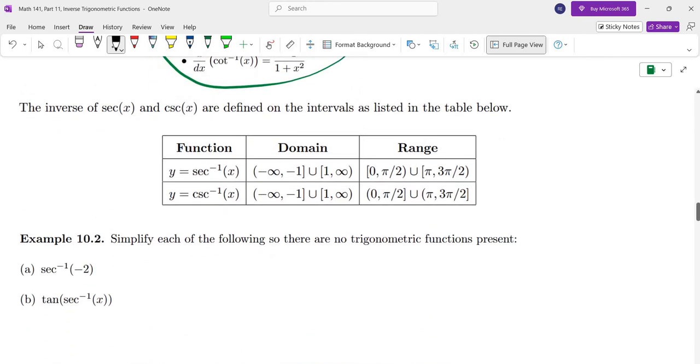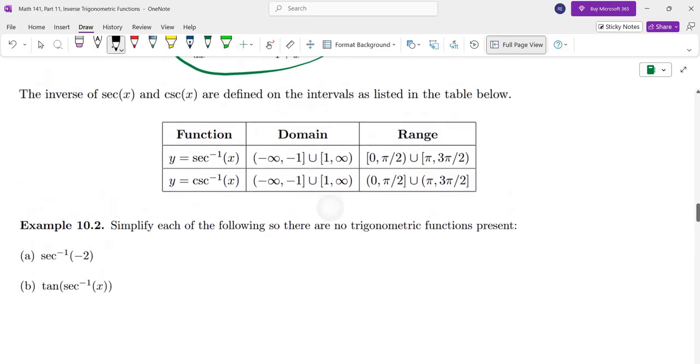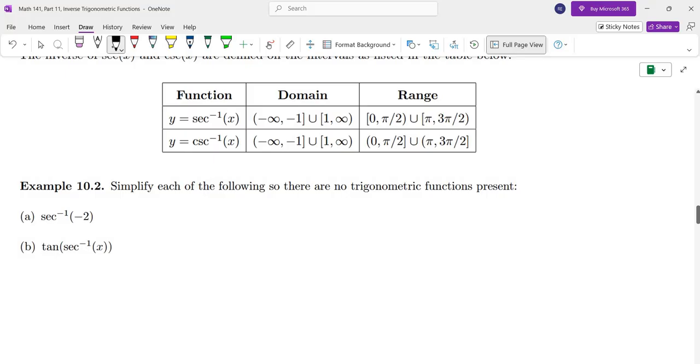Now, if you want to define the inverse of secant and cosecant, you can do something very similar. So in order to define inverse of a function, we need to first find an interval that the function is in fact 1 to 1. And that way we can define the inverse of these functions. So what would be an interval that these functions are 1 to 1?